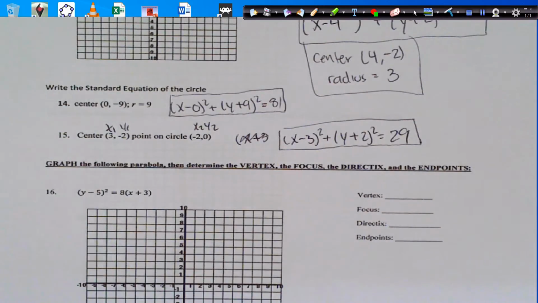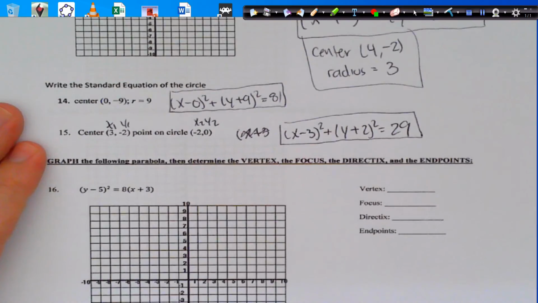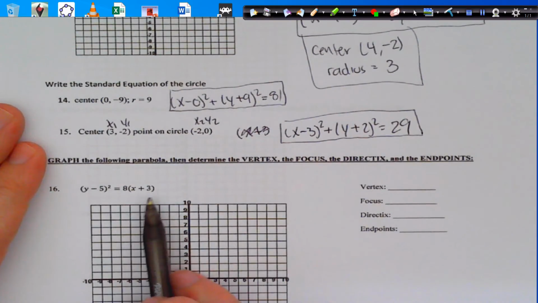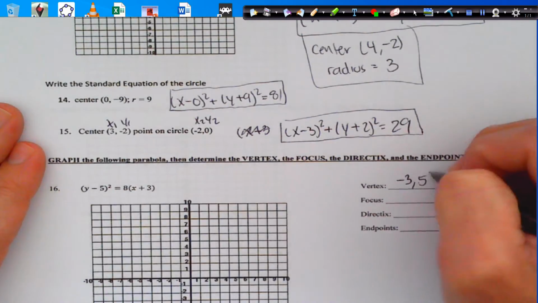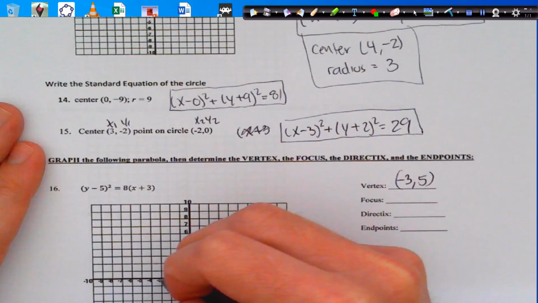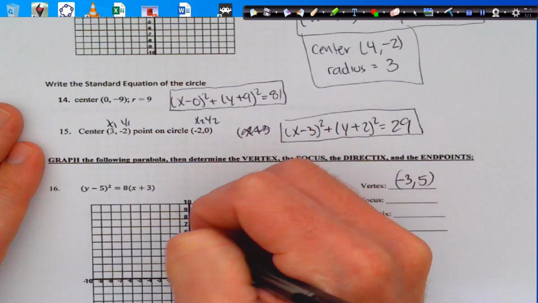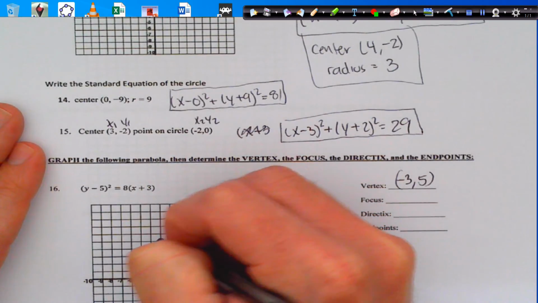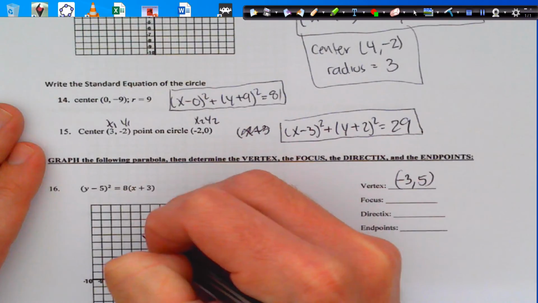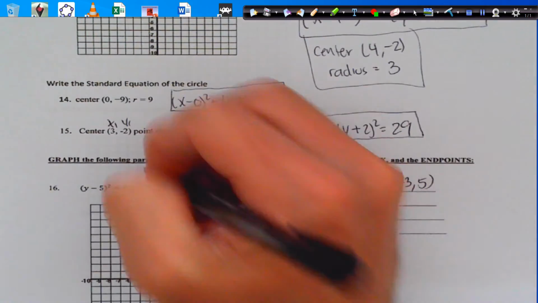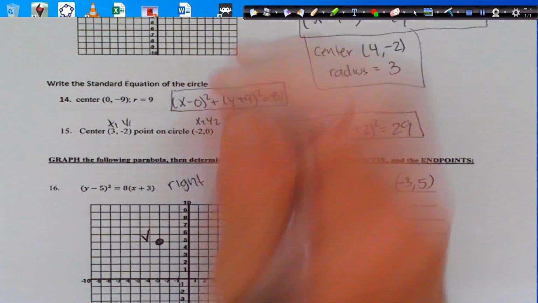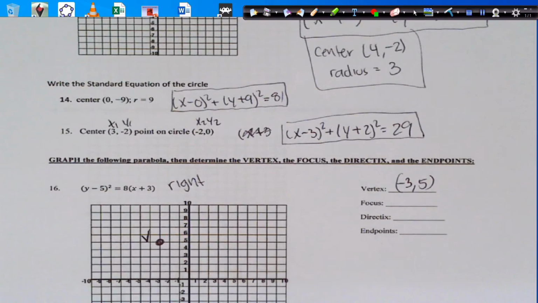All right. Vertex, easy. Remember, this is the h, that's the k, so that's the first part, opposite of what you see. So it's negative 3 comma 5, so we're going to go negative 1, 2, 3, and then positive 5. So right there, that's my vertex. Okay, now it's opening to the right. It opens right, and I know that because y is being squared and the 4p is positive.